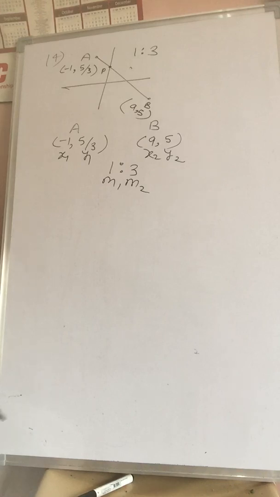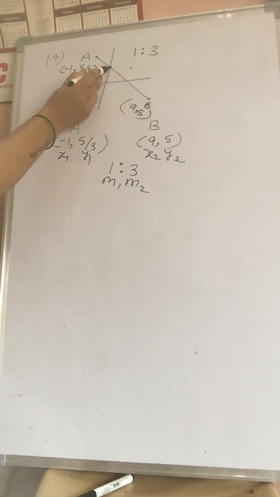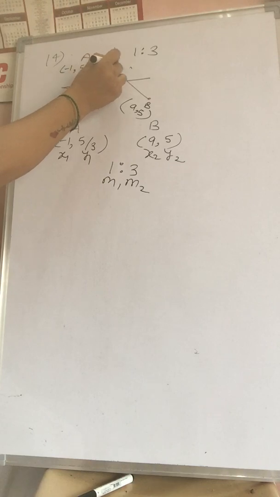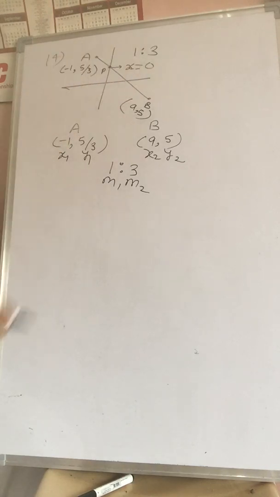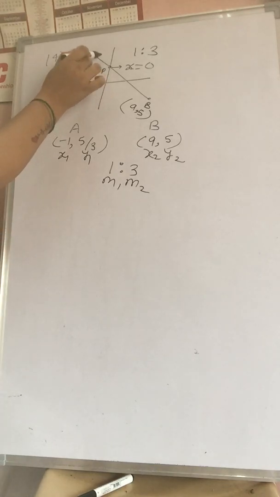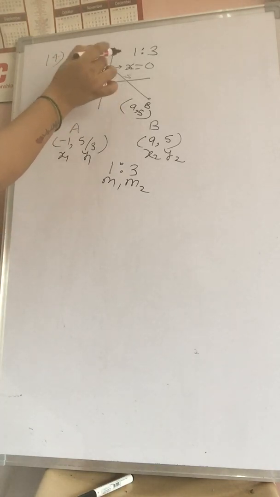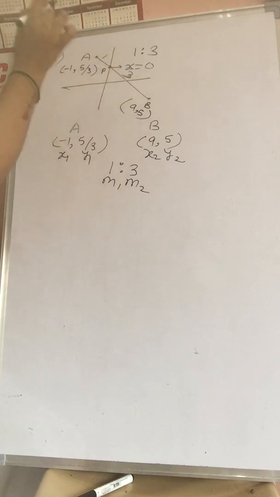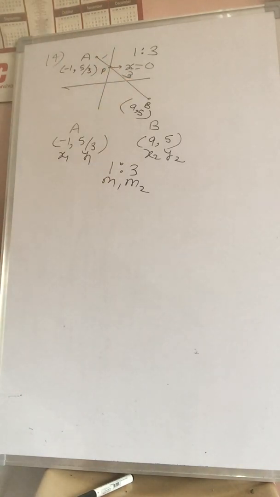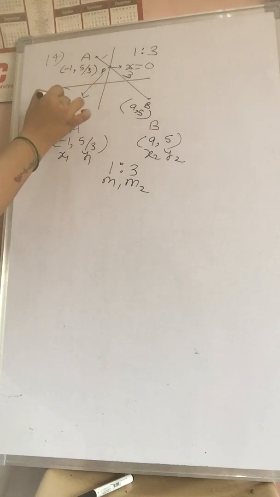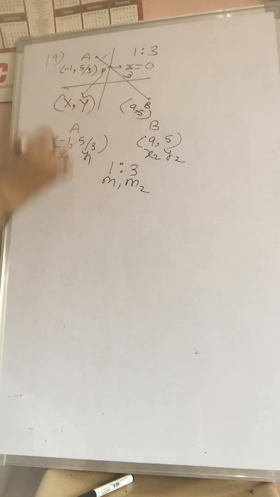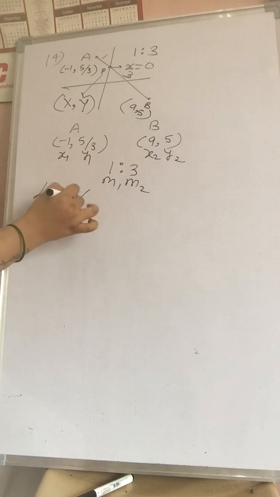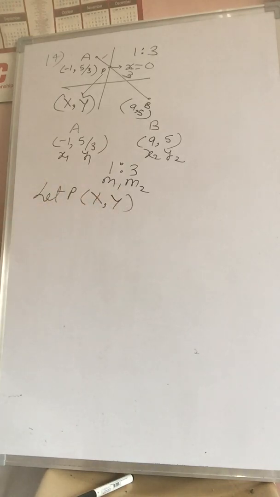When the line intersects at point P on the y-axis, what can we say about this point? At this point, the value of x is 0, and P divides this line in the ratio 1:3. Let the coordinates of P be capital X, capital Y.